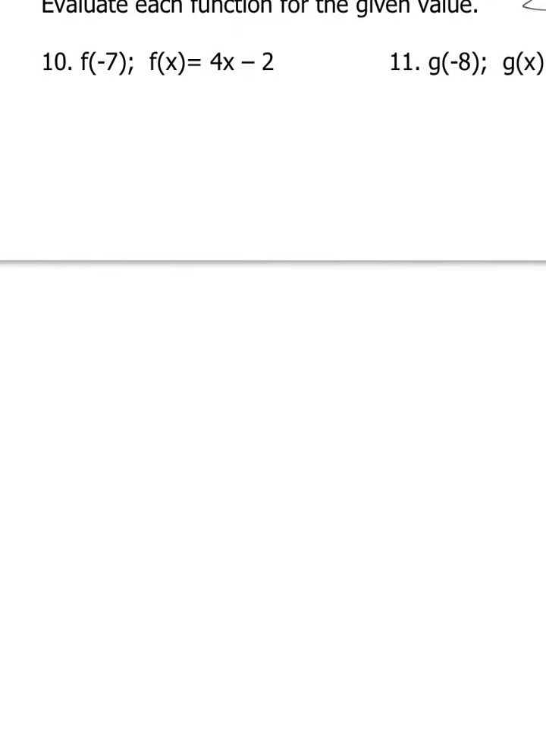On the next, I'm plugging in these specific values. I'm going to first take f and plug in -7. So I'm doing 4 times -7 minus 2. 4 times -7 is going to give me -28. And then minus 2 gets me -30.